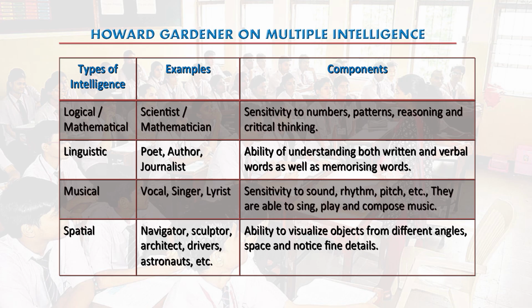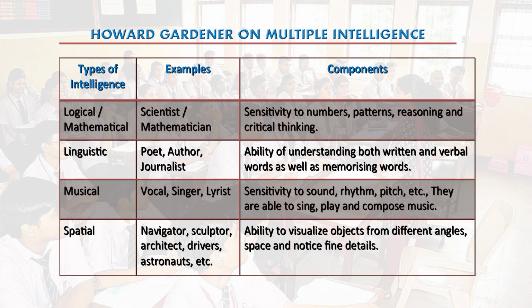And the component of this intelligence as per Howard Gardner is sensitivity to numbers. The scientists and mathematicians who have logical and mathematical intelligence are very sensitive towards numbers, different types of patterns, reasoning and critical thinking. This is the first type of intelligence as per Howard Gardner, and the second type of intelligence is called linguistic.